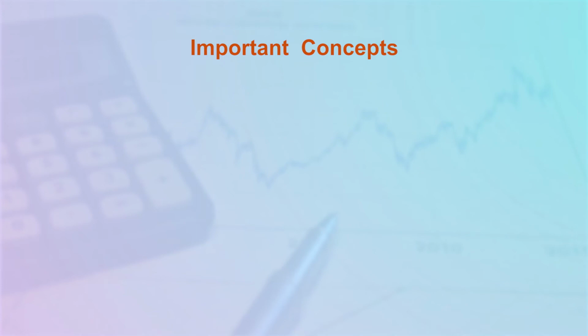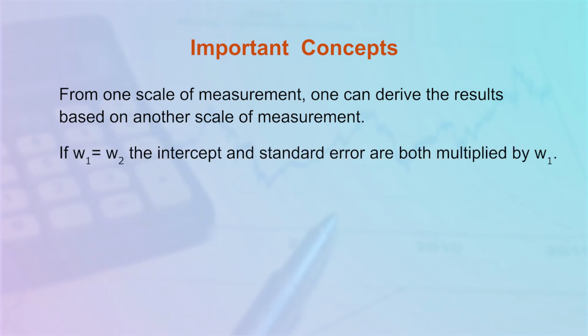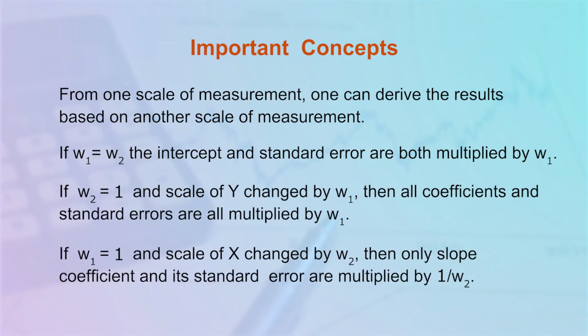So particularly from all these discussions, we can come up with some important concepts regarding this measurement. That means we can express one measurement in terms of the other. If W1 is equal to W2, then intercept and standard error are both multiplied by W1, particularly the intercept coefficient. But if W2 becomes 1, then all the coefficients are multiplied by W1 because W2 doesn't have any separate relevance.